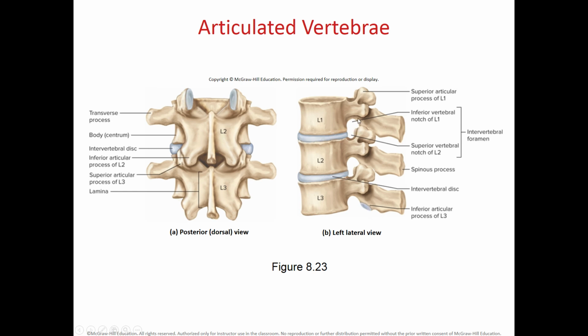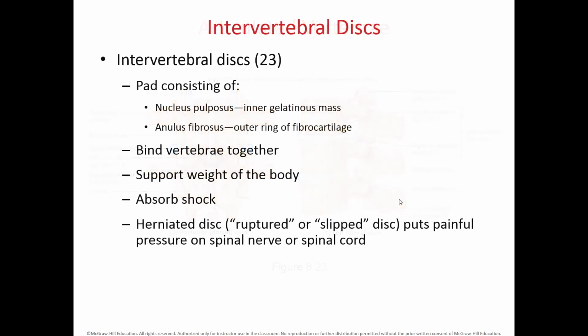And in between these areas, you have the inferior vertebral notch and superior vertebral notch of L1 and L2. So you form an intervertebral foramen. So these will be vertebral notches, superior and inferior vertebral notches. So you form an intervertebral foramen. So the nerves from our spine, a spinal cord, exit through here, through the intervertebral foramen.